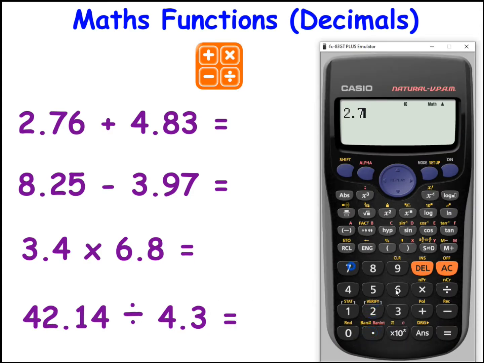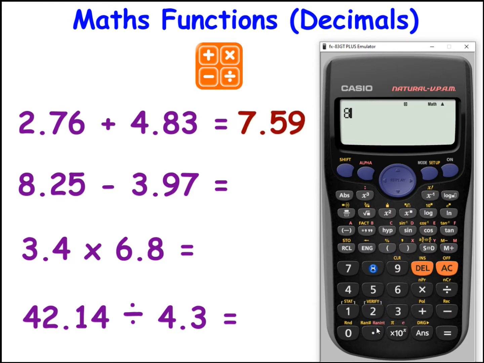So let's try a few. 2.76 plus 4.83. Press equals and notice how it gives me a fraction as my answer. Well, I wouldn't give a fraction to an answer that involves decimals. So to turn it into a decimal, my SD button here, and I get 7.59.